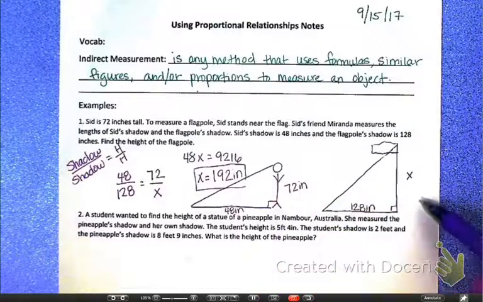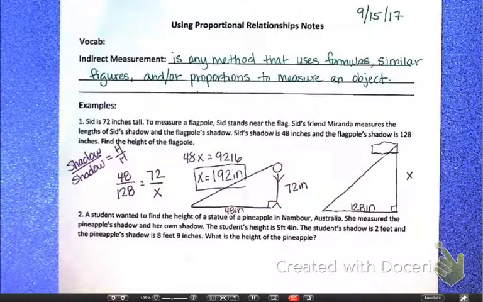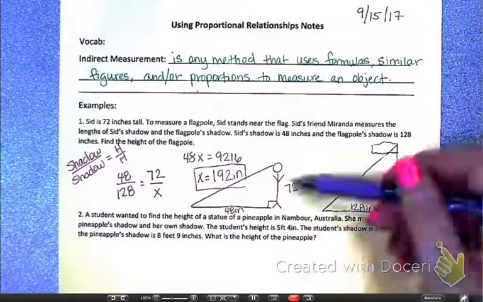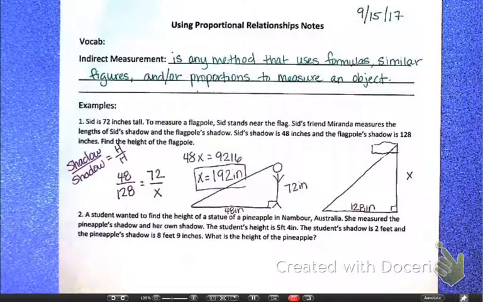Does it make sense that the flagpole is taller than Sid? Yeah. So if you got a really small number for the flagpole and Sid's taller than the flagpole, you might want to go back and check your work. That doesn't make sense.